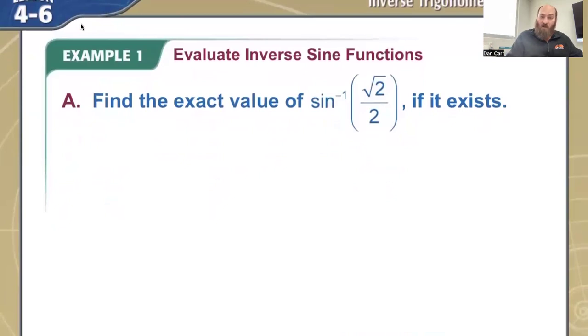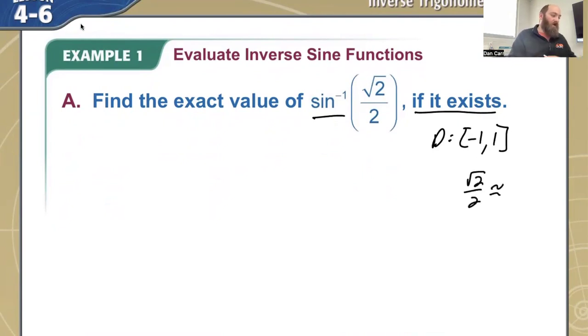Find the exact value of the inverse sine of √2/2, if it exists. The first key on this one is checking if it exists. Since we're dealing with sine, the domain needs to be -1 to 1. So we're going to double check: what is the square root of 2/2?